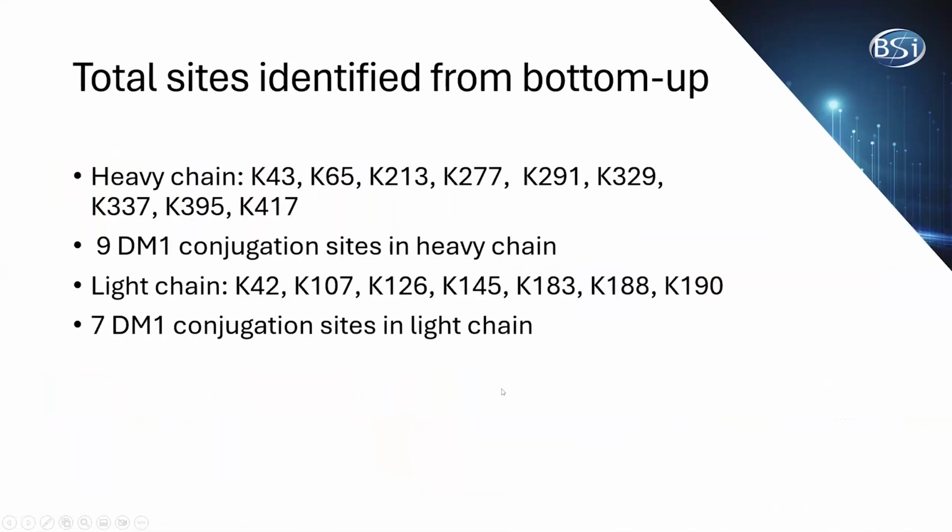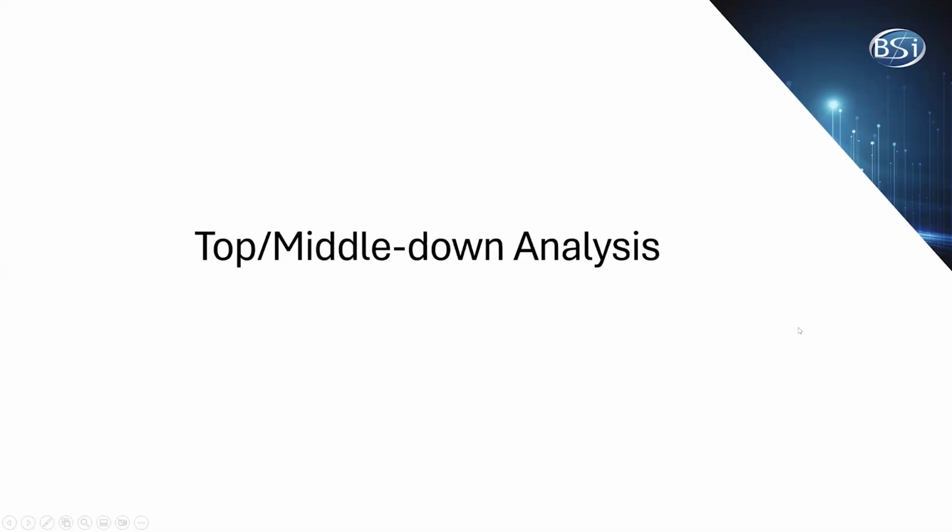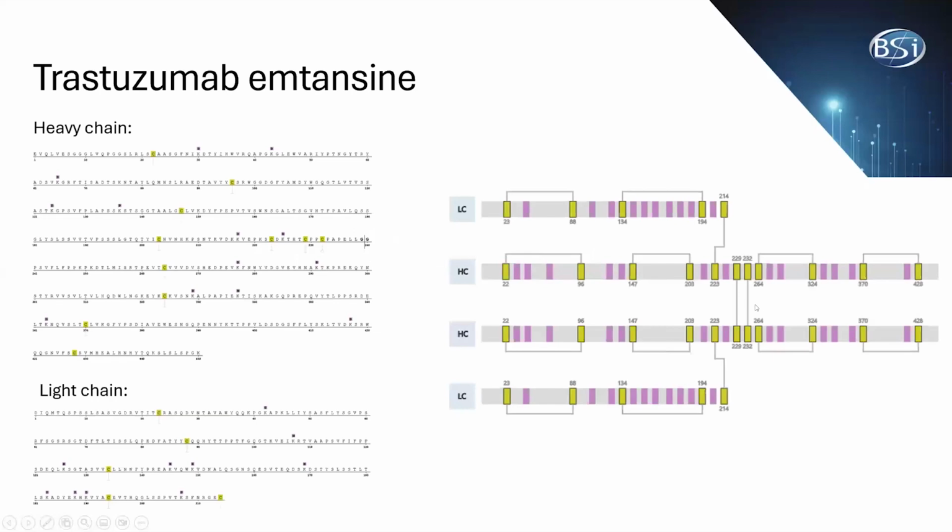conjugate. Okay, so in summary, after bottom-up analysis, we identified a number of lysine conjugation sites across heavy and light chain, in a total of 15 different DM1 conjugation sites across the entire antibody. So next I'll show you some of the preliminary results we have from top or middle down analysis. And I don't know if I mentioned this earlier, I refer to middle down as those products generated from IdeS digestion, and basically when the heavy chain is being cut at the hinge region, we refer to those domains as middle down products.